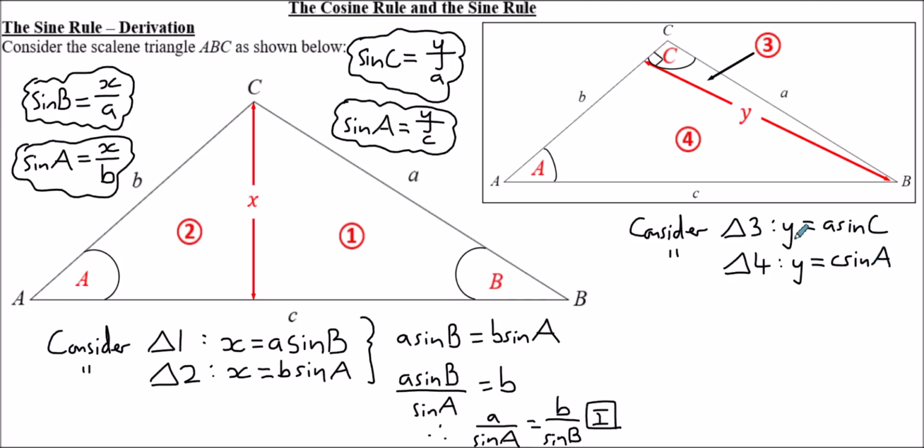So A sine C equals y, but C sine A equals y as well. So it stands to reason that A sine C equals C sine A. Then if we divide through by sine C and then divide through by sine A as well, we get that A divided by sine A equals C divided by sine C. And I'm going to call this 2.